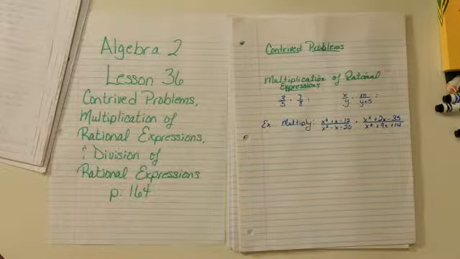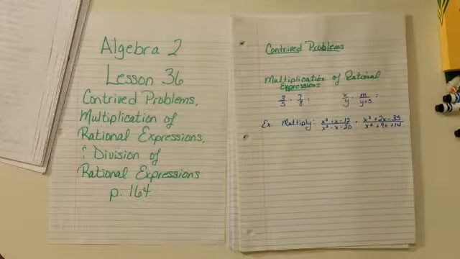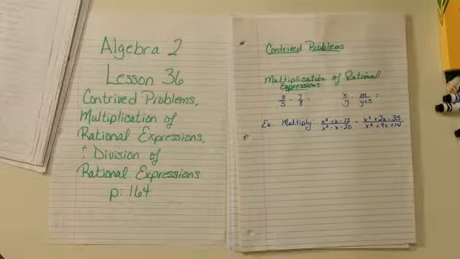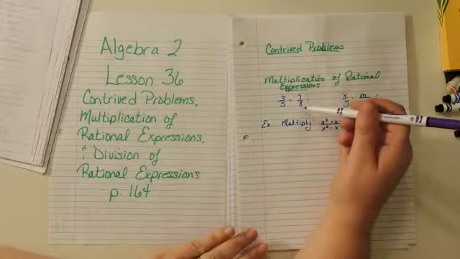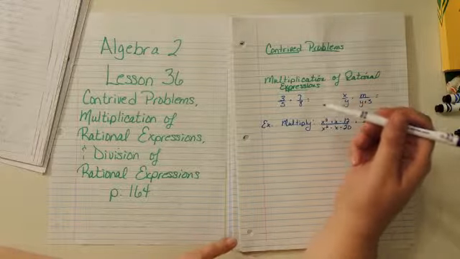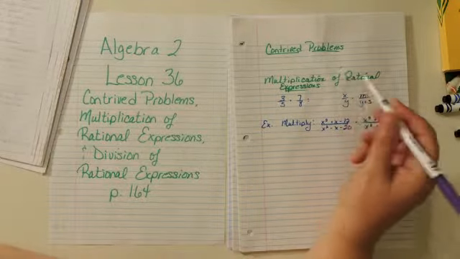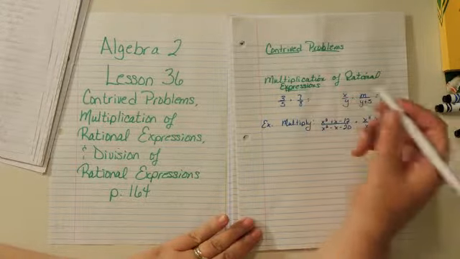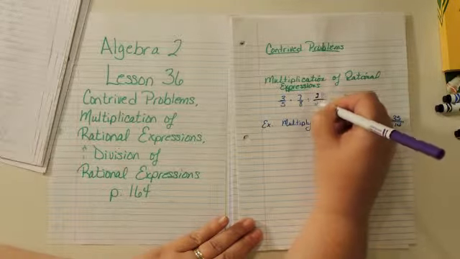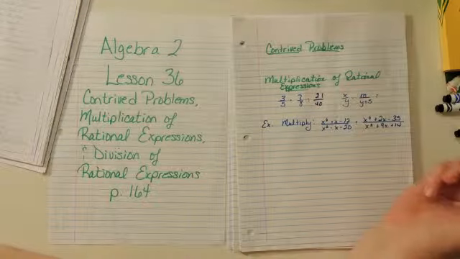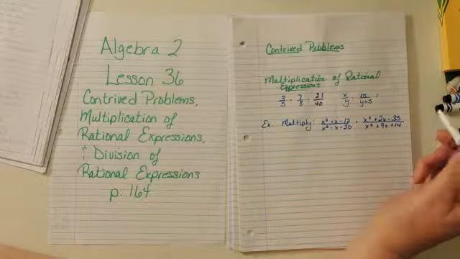So, let's talk about the multiplication of rational expressions. Of course, a rational expression is just an expression using ratios, which is a fancy word for saying fractions. When we multiply fractions, we just multiply across, right? So 3 times 7 is 21, 5 times 8 is 40. And then we look for something we can simplify. In this case, there isn't anything.